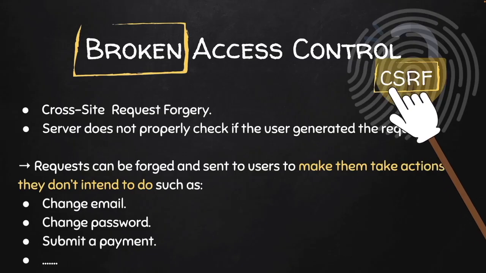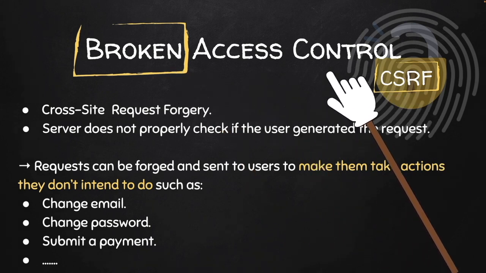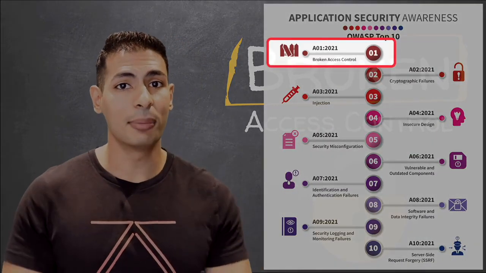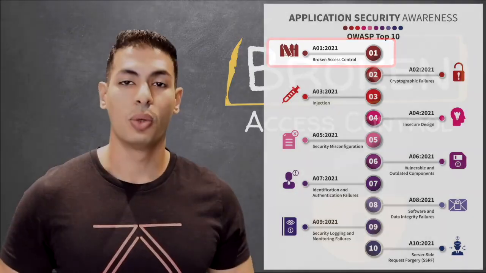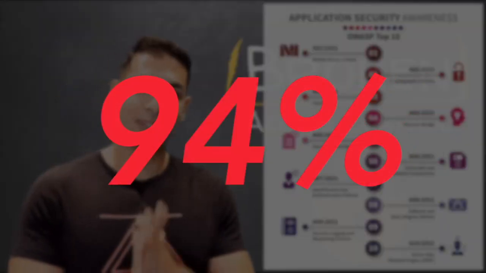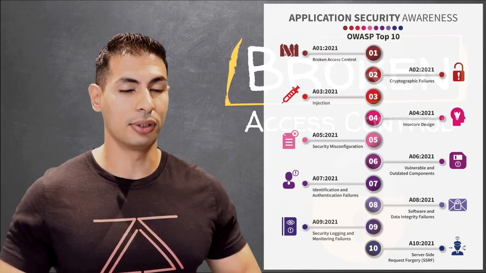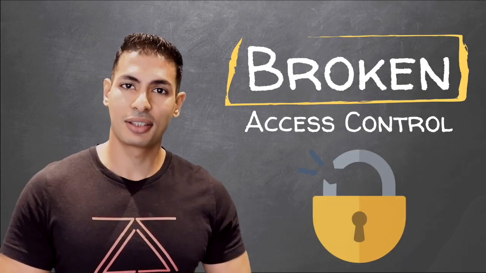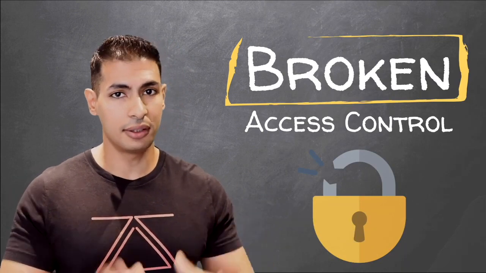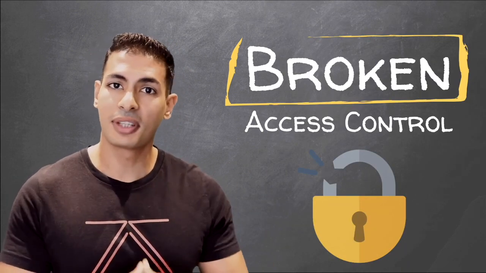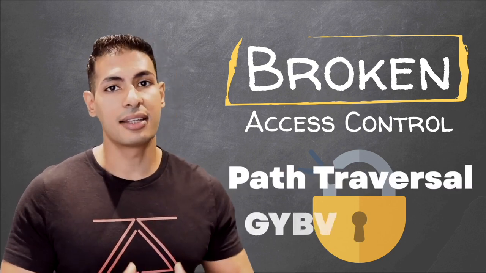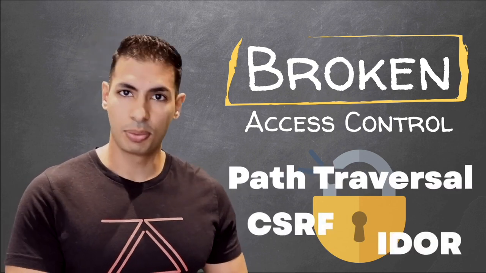CSRF vulnerabilities. These vulnerabilities fall under the broken access control category. According to the OWASP Top 10 list, this is the most common security threat out there, with 94% of the websites tested being vulnerable to some sort of broken access control. Broken access control is actually a really large category that contains a number of subcategories, such as path traversal vulnerabilities, CSRF, IDOR, and much more.